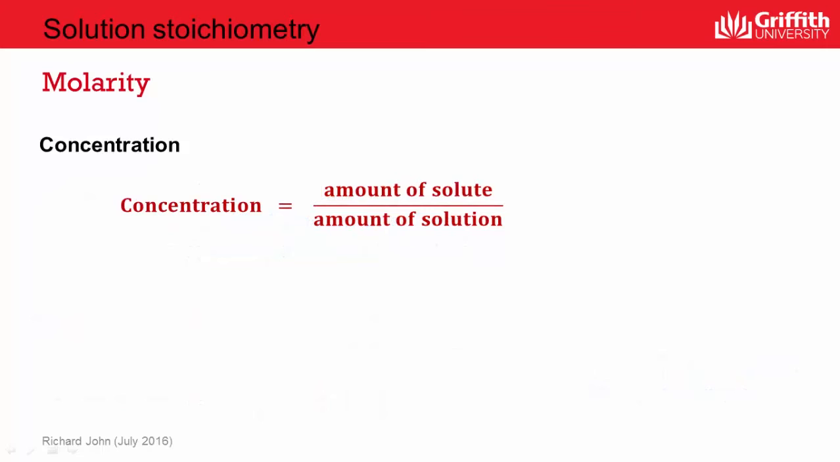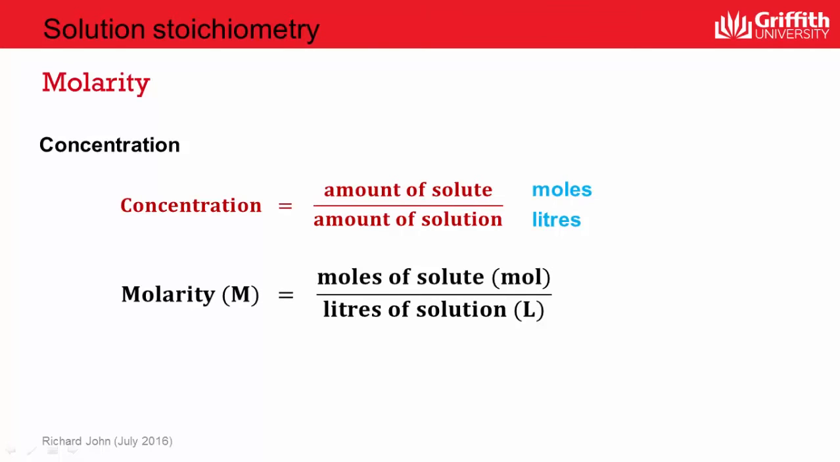The concentration we're interested in is the amount of solute divided by the amount of solution, and in particular we want to quantify the amount of solute in terms of moles and the amount of solution in terms of litres. When we define concentration in this way, it's known as molarity, and molarity, with a capital M as its symbol, equals the moles of solute divided by the litres of solution. The units for moles being moles and the units for volume being litres. Molarity equals moles on litres.